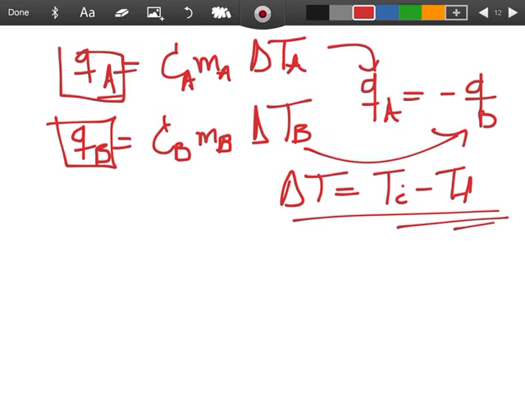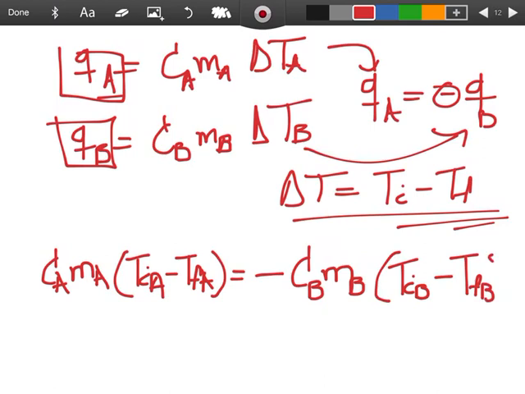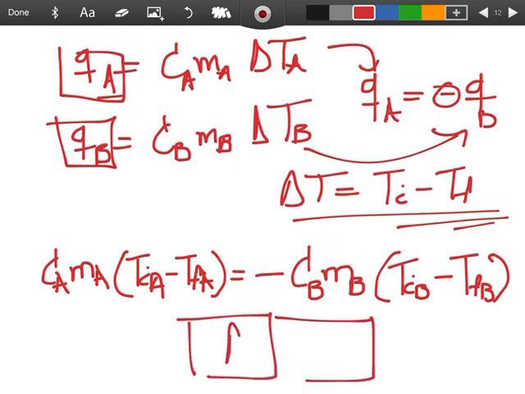Very well. So let's perform the substitution, and continuing with the model, I can say that the specific heat of A times the mass of A times the initial temperature of A minus the final temperature of A is going to be the same as minus, because I have this minus here, and it's very important that you never forget that, times the specific heat capacity of B times the mass of B, times the initial temperature of B minus the final temperature of B. So as you can see, this is quite interesting, because now we have an equation to model the flux of heat from A to B.